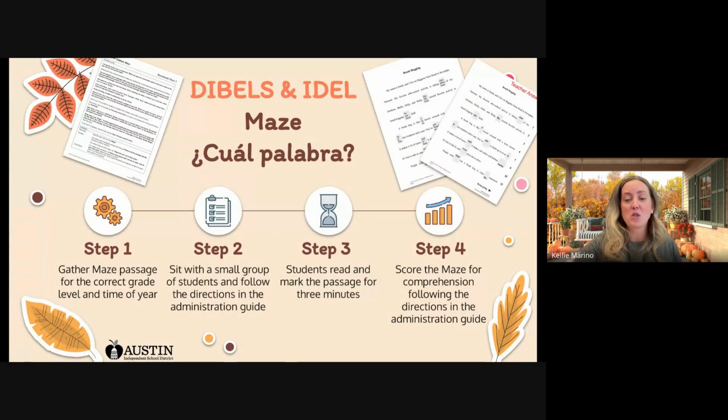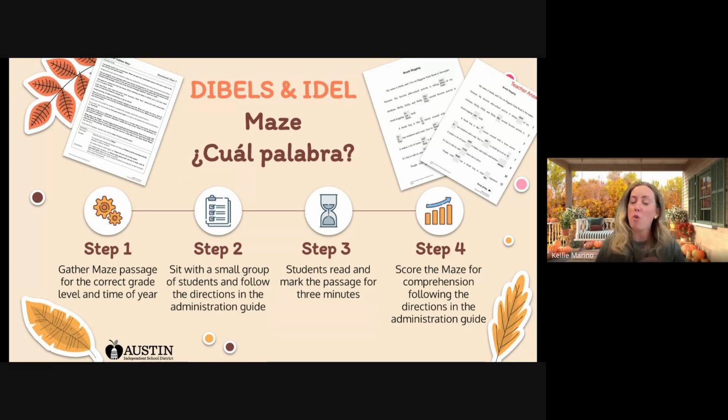Okay. So now let's look at the maze and the qual palabra. Remember, these are the same test, just one's in English and one is in Spanish. They have the same rules and procedures for delivery. And we can also follow a 4-step process for this. Step 1 is to get the maze passage for the correct grade level and time of year. You just need to have your materials.